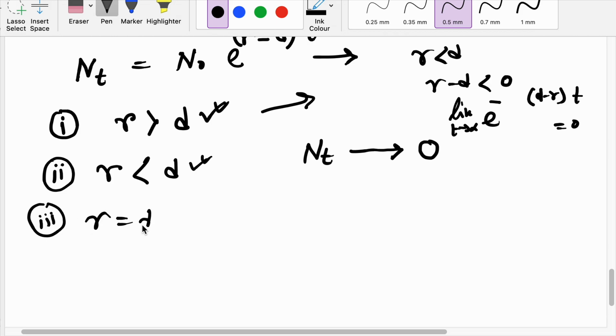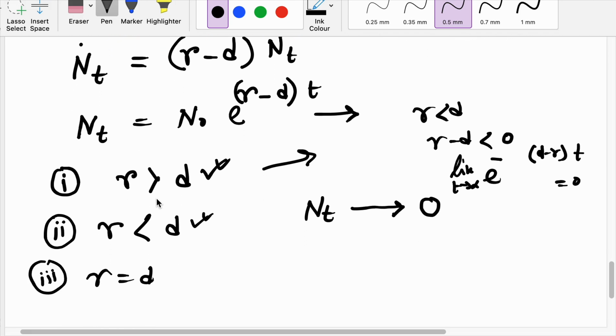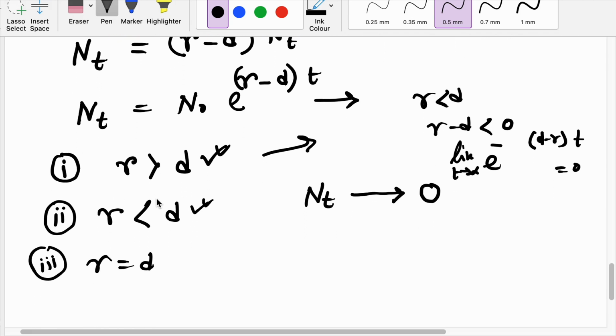And there is a third case, which is r equal to d. For r equal to d, whatever individuals are there initially will be there forever. But this solution r equal to d is not robust at all. If something changes in the birth rate or death rate, the population could either go to infinity or go to extinction.